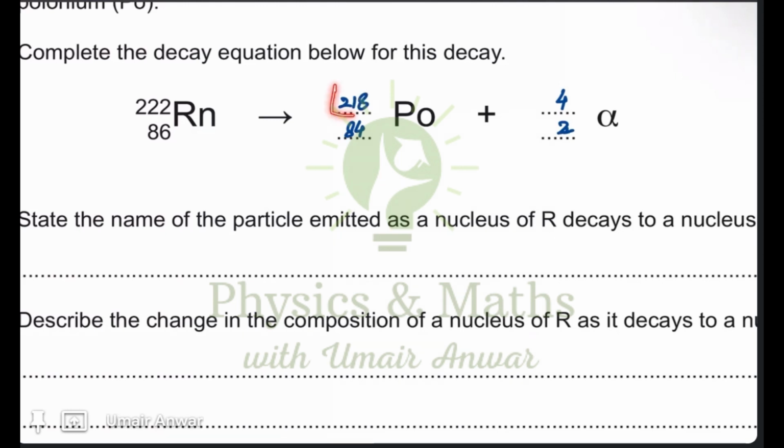Now, the sum of nucleon numbers on the right hand side and on the left hand side should be equal. 222, 218 plus 4, 222. Similarly, proton numbers should be the same, 86, and 84 plus 2, 86.